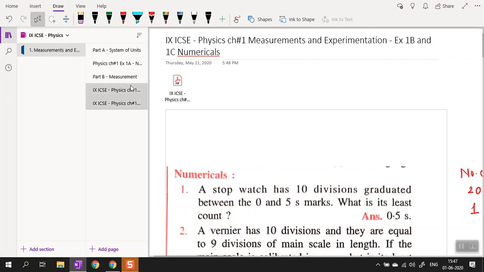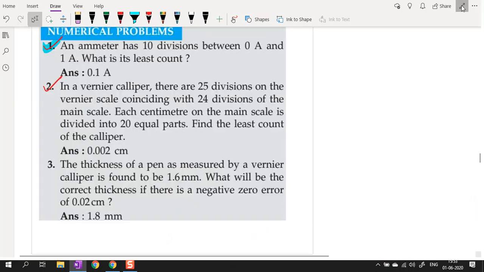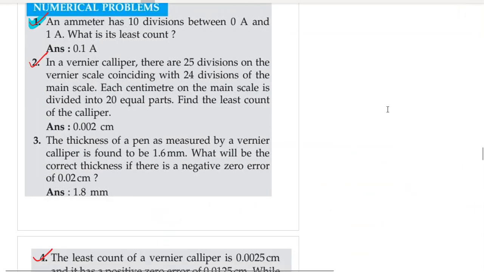Now let's look at the other exercise in which somebody had asked me a doubt. Okay, just a moment. Okay, let's look at the doubts from another worksheet.